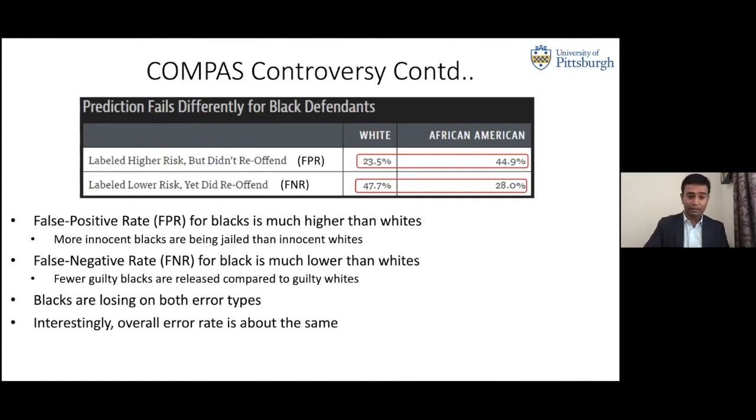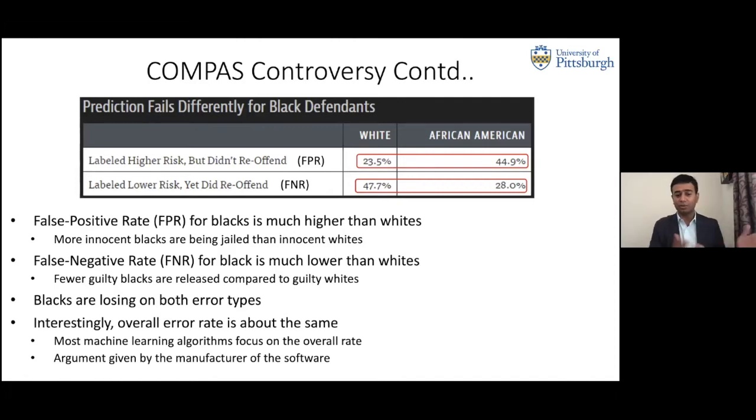And this is why the company which develops this software argued that our software is not discriminatory, because it makes similar types of errors for both blacks and whites. They were calculating the overall error rate, and they missed the argument that if you simply calculate one particular type of error, it can actually be different.